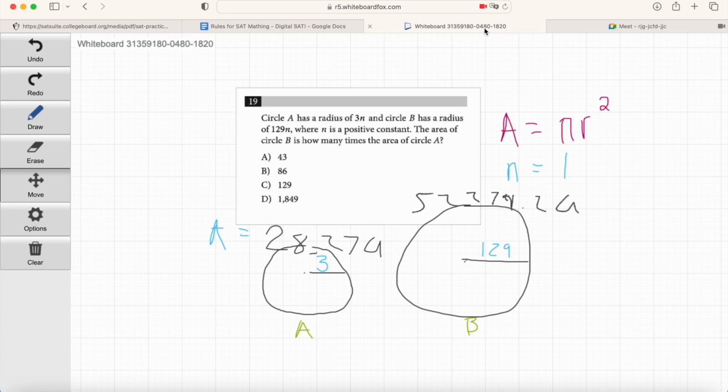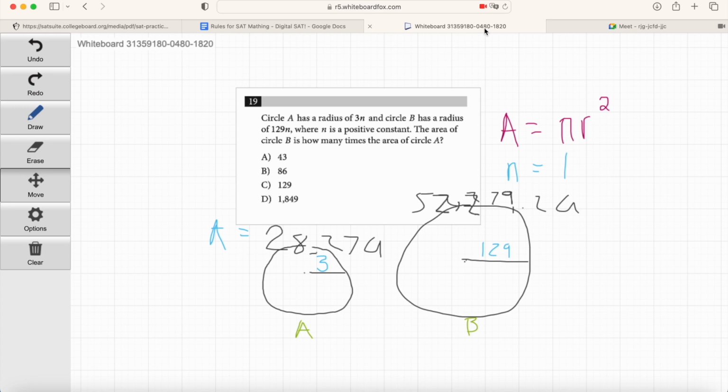So I'm going to fix that 9 a little bit, make it really clear here. Okay, 52,279. So all we've got to do here is find out how many times bigger the bigger one is now. Do you see the operation we can do to find out how many times bigger it is? Division. You could just divide the big one by the small one, right? The area of the big one by the area of the small one. Or we could also multiply the area of circle A by the answer choices. That would work too. But if you see the operation, we can just divide them. We'll get it faster.